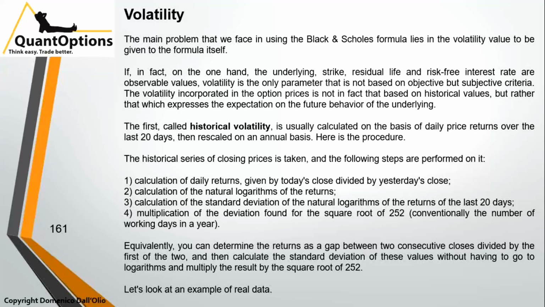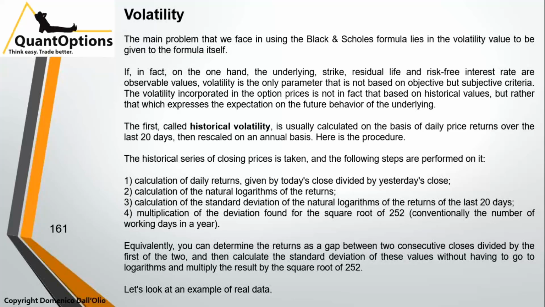The volatility incorporated in the options prices is not in fact the one based on historical values, but rather the one which expresses the expectation of the future behavior of the underlying. The first, called historical volatility, is usually calculated on the basis of daily price returns over the last 20 days, rescaled on an annual basis.